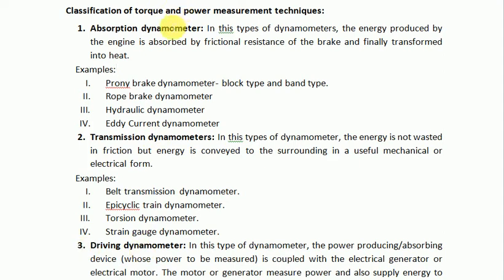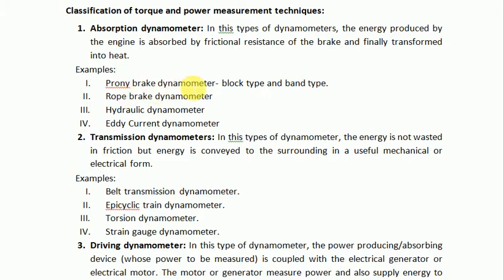Now, absorption type means what? In this type of dynamometer, the energy produced by the engine is absorbed by the frictional resistance of a brake and finally transformed into heat. It means this kind of dynamometer is the device to find out the power output of a particular machine or engine. Absorption type dynamometer means whatever power or torque is generated is absorbed by the dynamometer and released in terms of heat by generating friction.